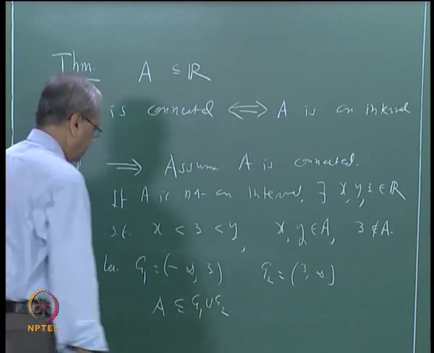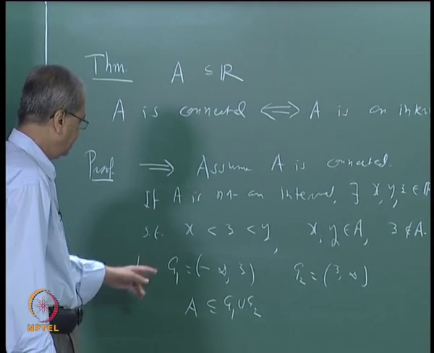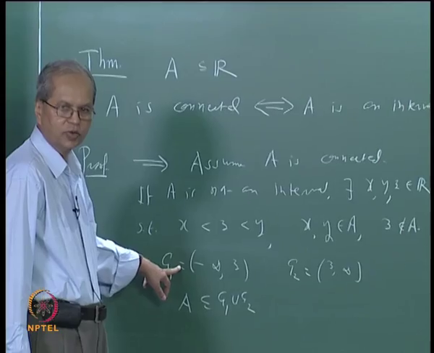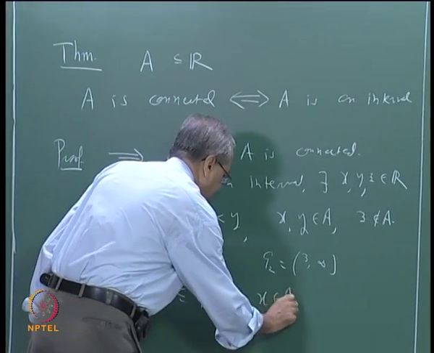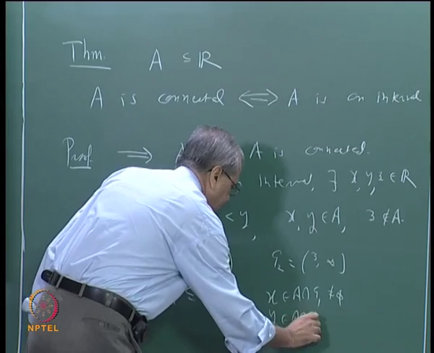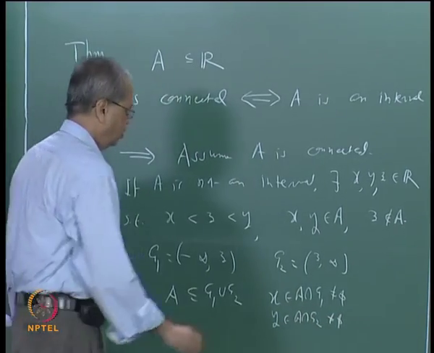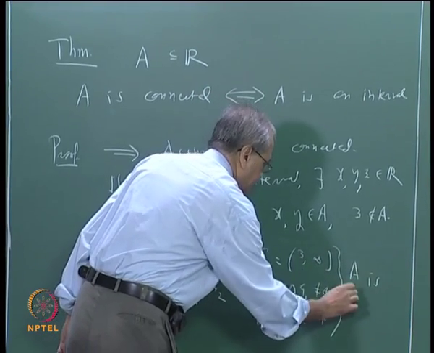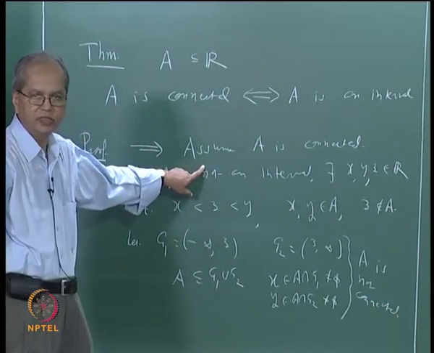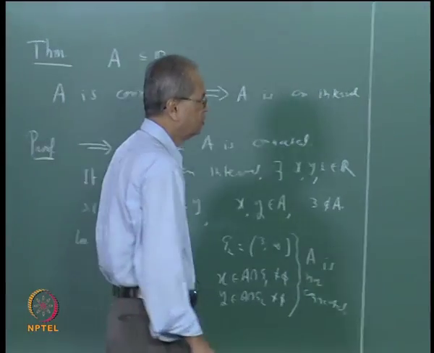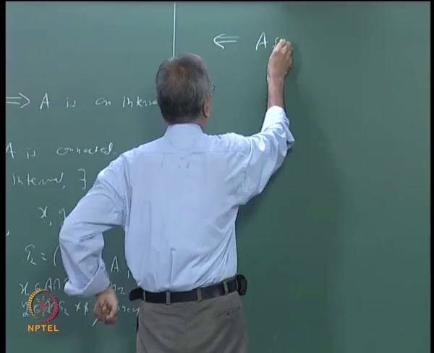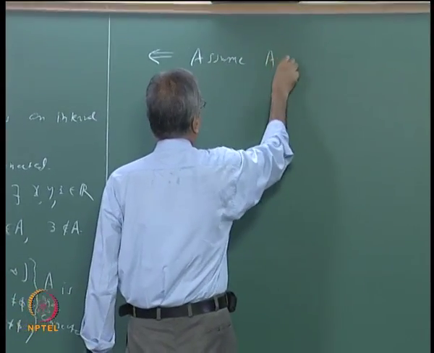So A is contained in G1 union G2, and as far as A intersection G1 is concerned, since x belongs to A and x also belongs to this interval G1, x belongs to A intersection G1, so this is non-empty. Similarly, y belongs to A intersection G2, which is non-empty, and all these things show that A is not connected. That is a contradiction to the assumption that we started with. Now let us look at it this way. Assume that A is an interval.